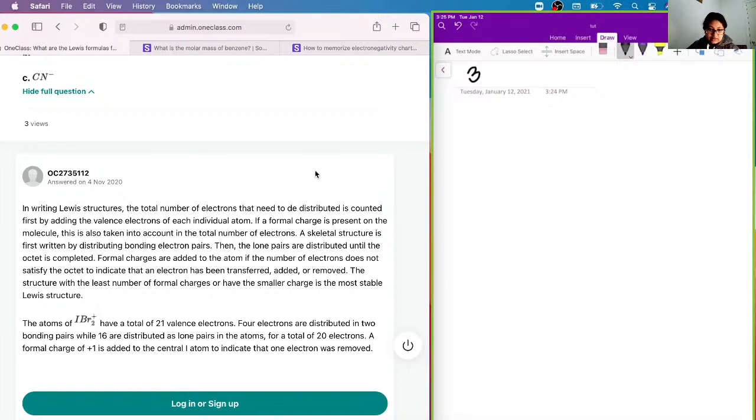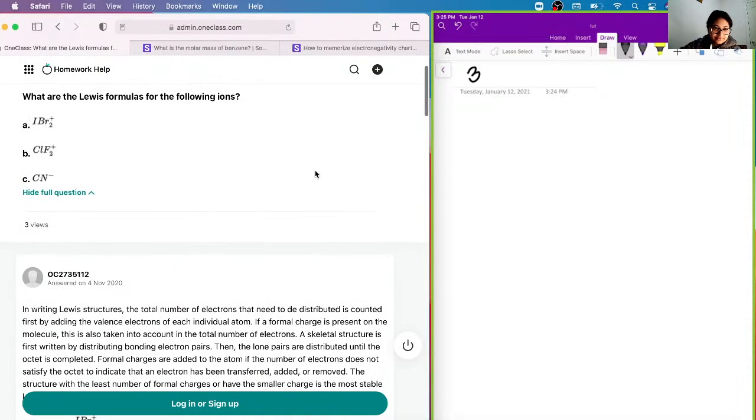Formal charges are added to the atom if the number of electrons does not satisfy the octet rule, and therefore the structure with the least number of formal charges, or the smaller charge, is the most stable Lewis structure. So let's start off with A. In this case, we have iodine bromide and dibromide. So the atoms of, let's write this.